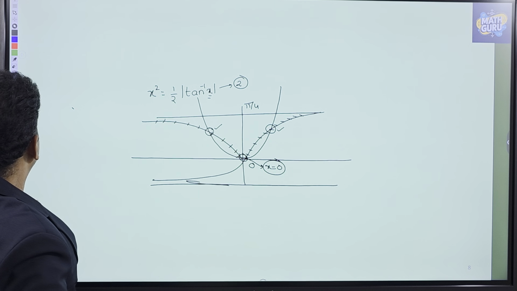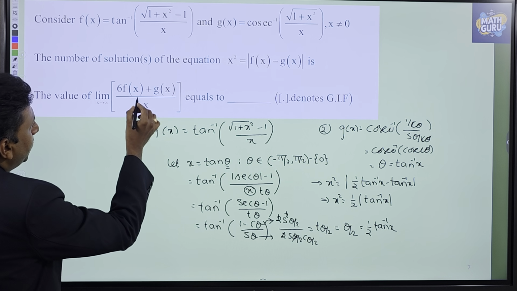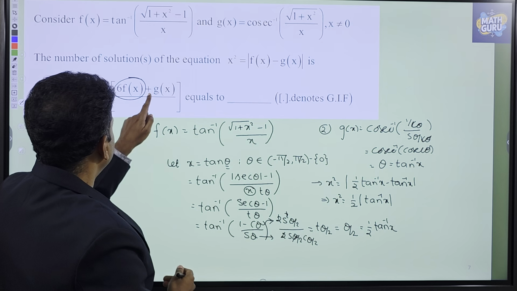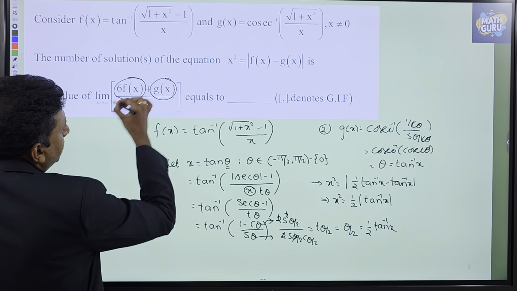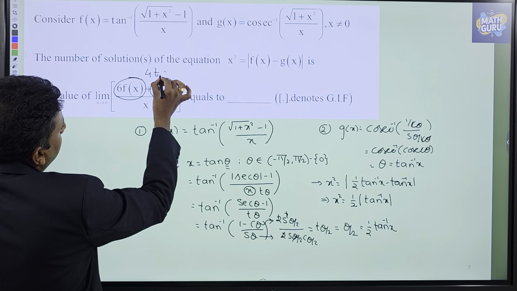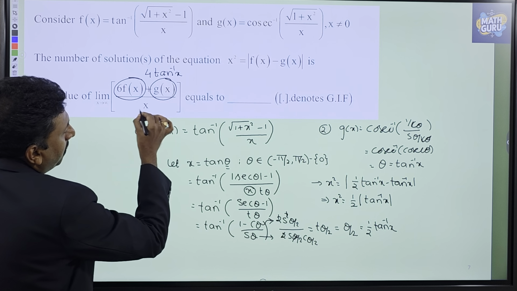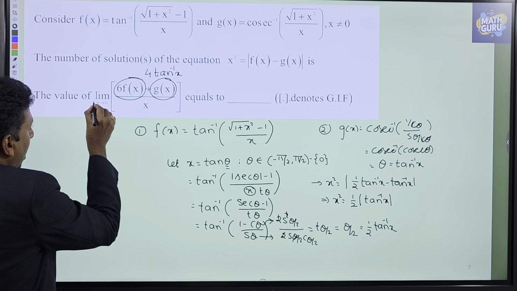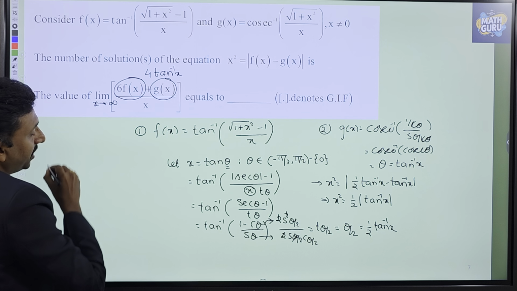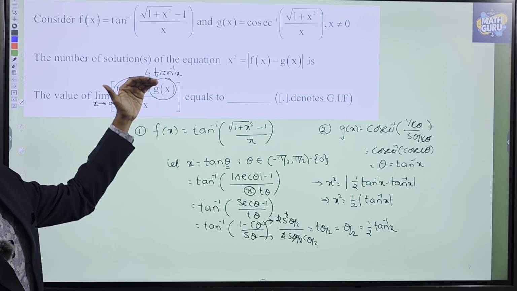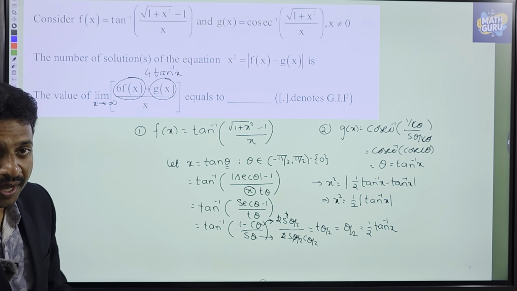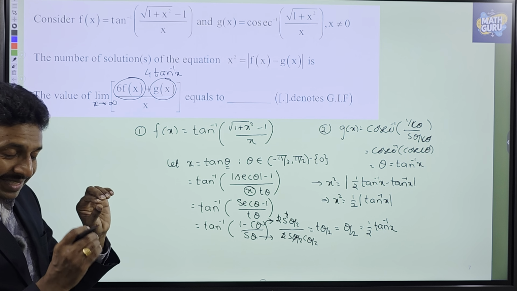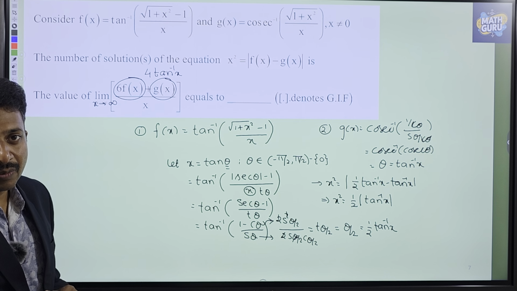So next we will go for the second question. Limit x tends to infinity of 6 f of x plus g of x by x. 6 f of x is going to be 3 tan inverse x, plus tan inverse x. So this will be 4 tan inverse x by x. Here the trap is x is not tending to 0, x is tending to infinity. If x is tending to 0, tan inverse of x by x is tending to 1 and it will be slightly less than 1. So 4 tan inverse x by x will be slightly less than 4, so the integer part will be equal to 3.